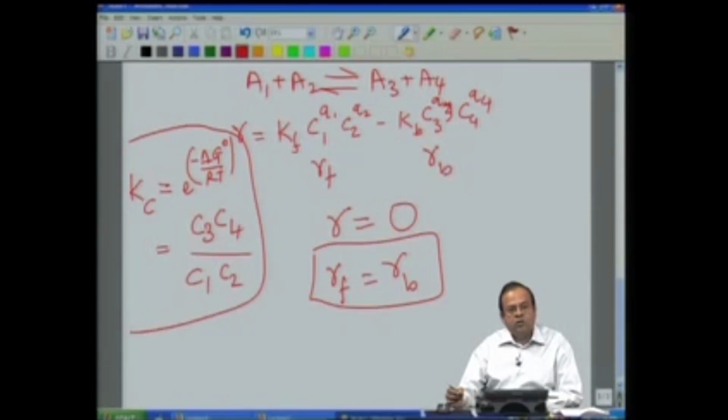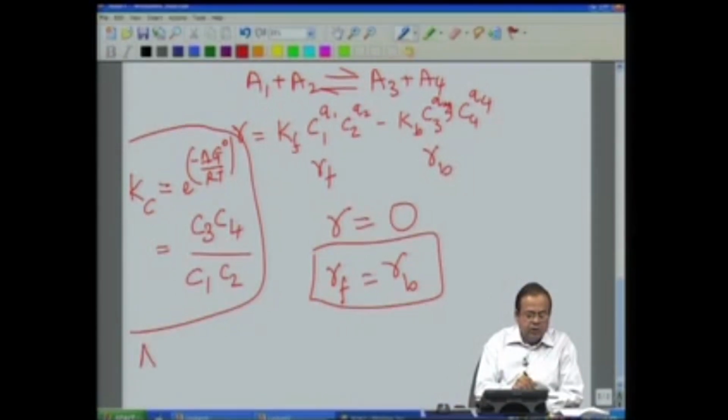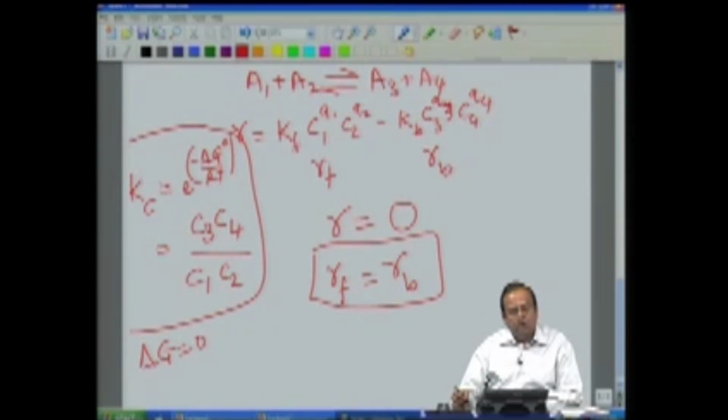One often gets confused between what is the condition of equilibrium. When I normally ask this question in my class, I get two kinds of answers. One, the correct one, which says that the free energy change must be 0, and one which is incorrect, which says that the rate of forward reaction is the rate of backward reaction. It is incorrect in the sense that the true condition is the free energy change; this is a consequence. So, we cannot say that this is the condition of equilibrium.